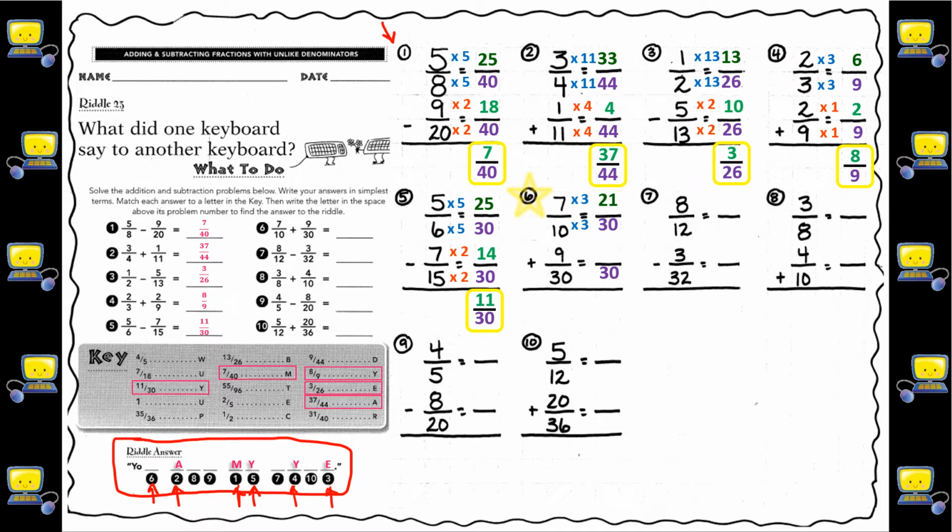I keep my denominator 96, and then I subtract 64 minus 9, and I get 55. This cannot be reduced, so the answer to question 7 is 55 over 96. Where I see 7, I am going to write a T because it matches up with the letter T.